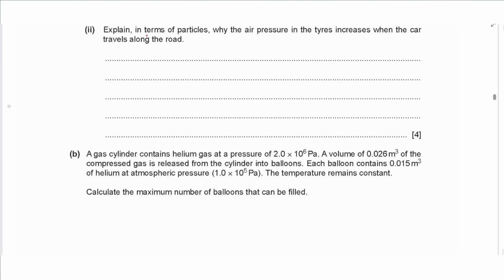Part II says, explain in terms of particles why the air pressure in the tires increases when the car travels along the road. So first we say that the friction increases the temperature of the tires.